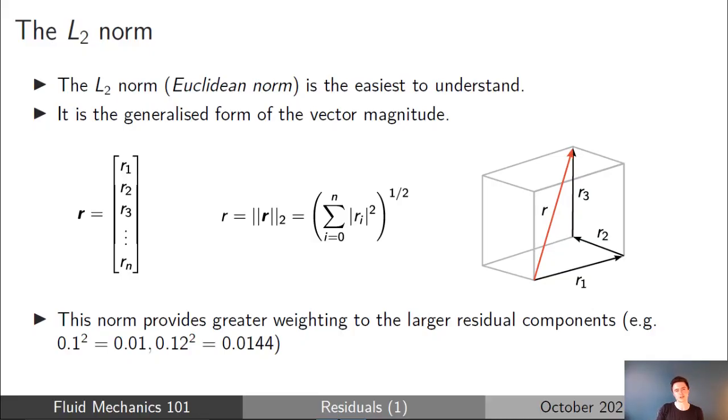And the important thing to note is that if you use the L2 norm, what you're actually doing is providing greater weighting to those cells that have a larger residual. The way to think about this is, of course, 0.1 squared is 0.01, but 0.12 squared is 0.0144. So this definition using the L2 norm is going to provide greater weighting towards those cells with large errors in them. So if you had a really good simulation with good convergence, except for 1 or 2 cells, the effect of those 1 or 2 cells on the representative residual is going to be magnified with the L2 norm.